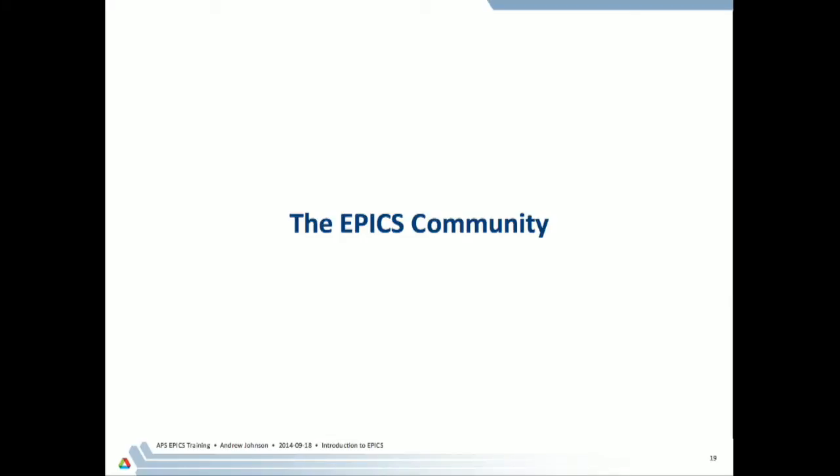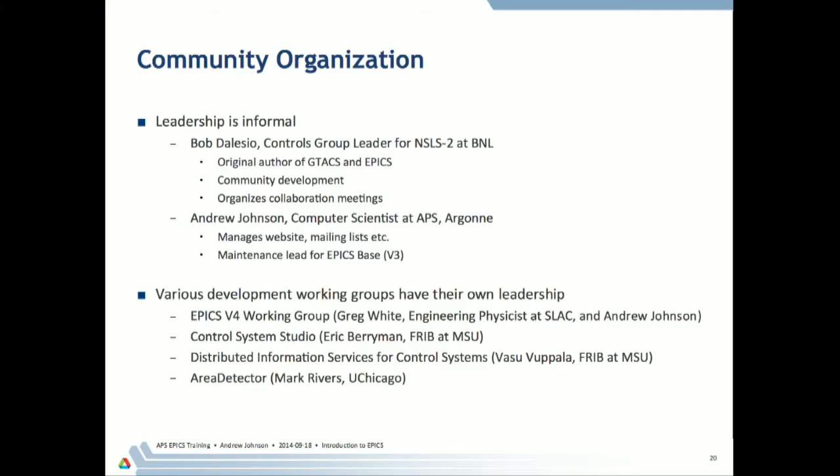So I mentioned the EPICS community. I'll talk a little bit now about the organization and what sorts of things the community actually does. It's a fairly informal leadership. And Bob D'Alessio is the controls group leader for NSLS2 at Brookhaven, and he's the informal leader of EPICS as far as anybody is.